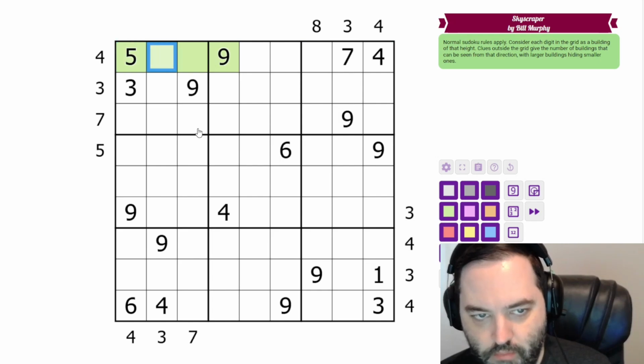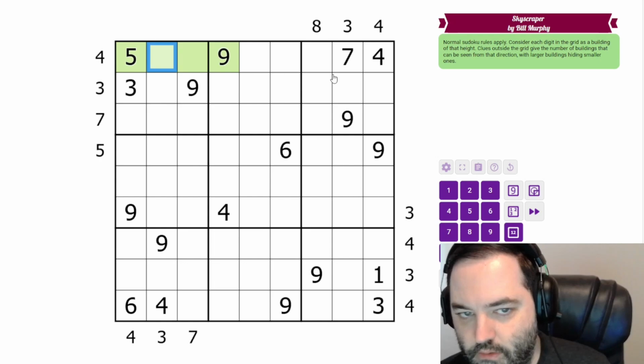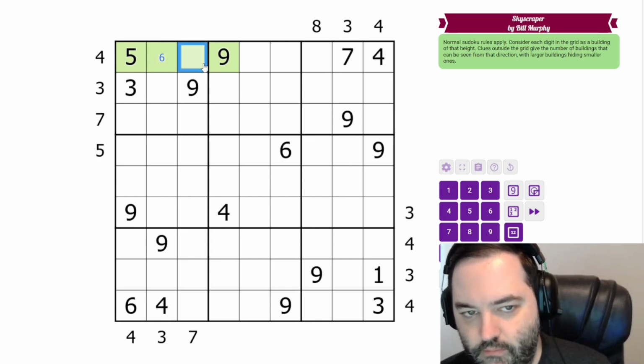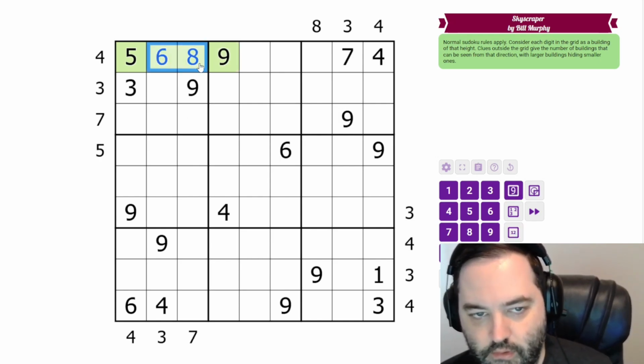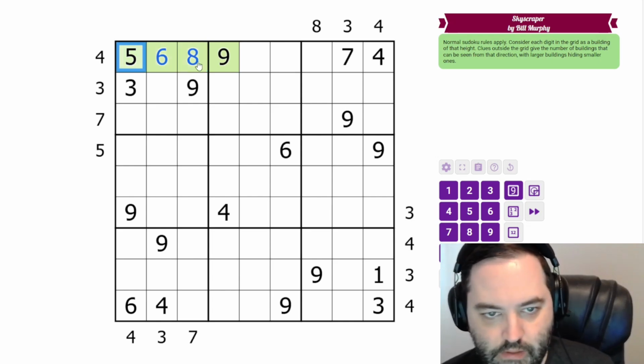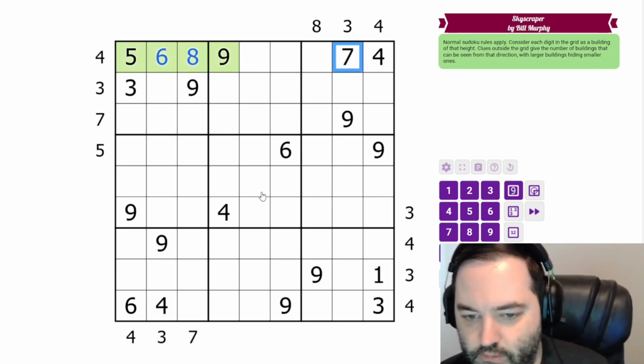So we're going to have a thermometer that goes 5. This can be 6, but it can't be 7. And this can be 8, can't be 7. And that gets us to 9, so that has to be our digits. Those are the only 2 digits we can place in between 5 and 9 if we don't have 7.